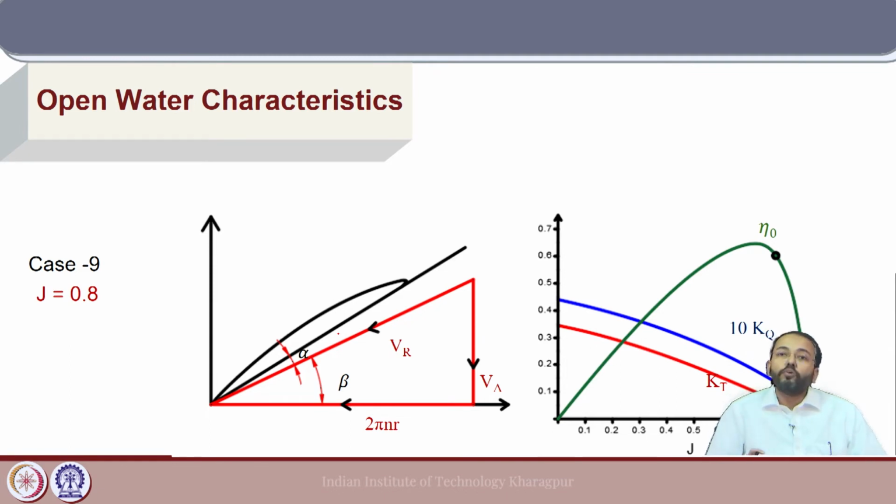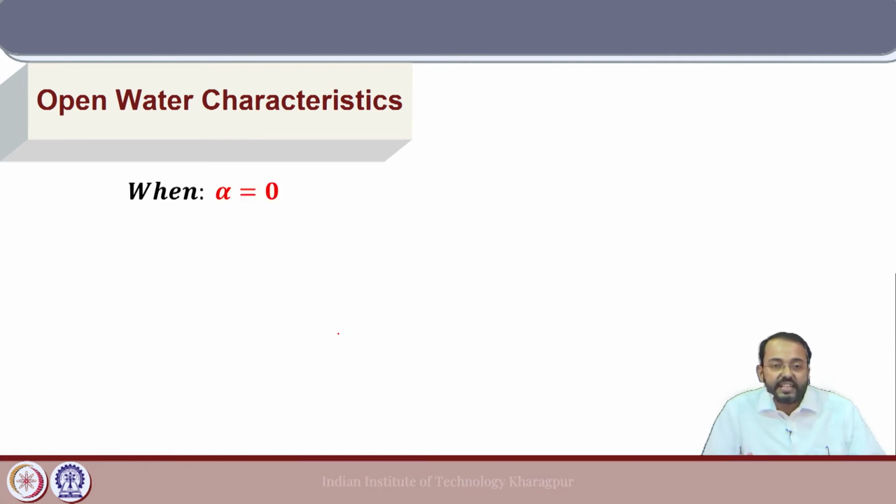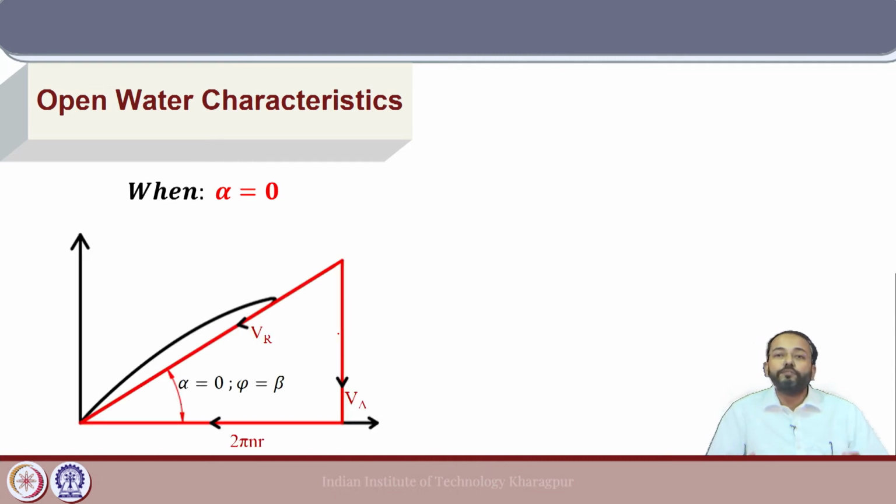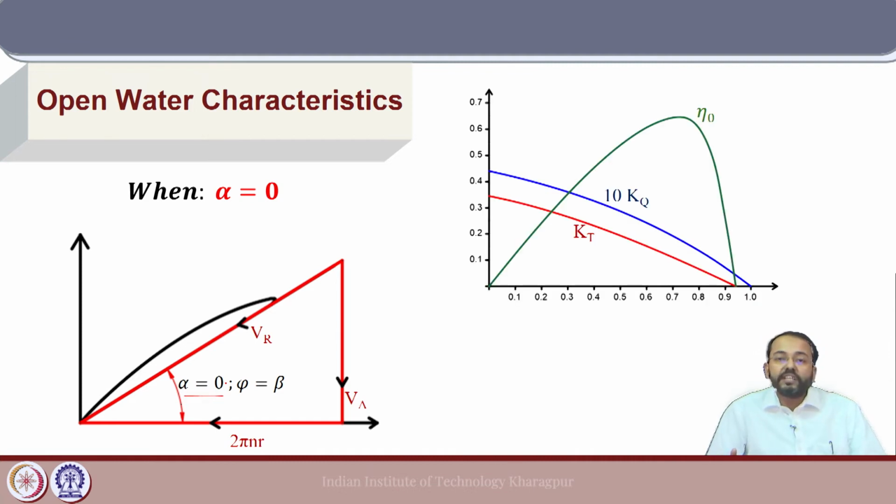Now, we will go to the extreme cases one by one. Let us take up the case where alpha is 0. If we increase Va further such that the resultant Vr is inclined to the horizontal at an angle which is equal to the phase pitch angle, that means phi is equal to beta, then the angle of attack of that particular blade section, the characteristic section that we have taken, is 0. Now, what will happen to the open water diagram at this point?